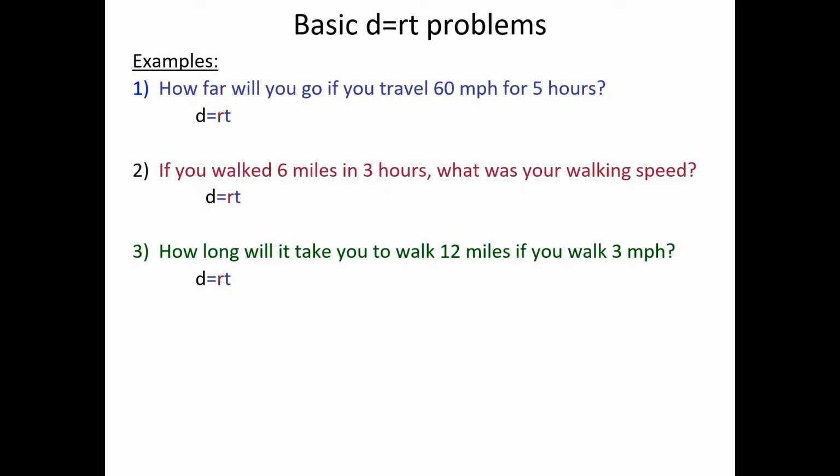So my first question here is, how far will you go if you travel 60 miles an hour for 5 hours? Well, how far will you go? That's asking you about a distance. So I'm solving for distance in this case. 60 miles per hour is a rate, and 5 hours is a time. I can tell 60 miles per hour and 5 hours are rates and times immediately because of the units.